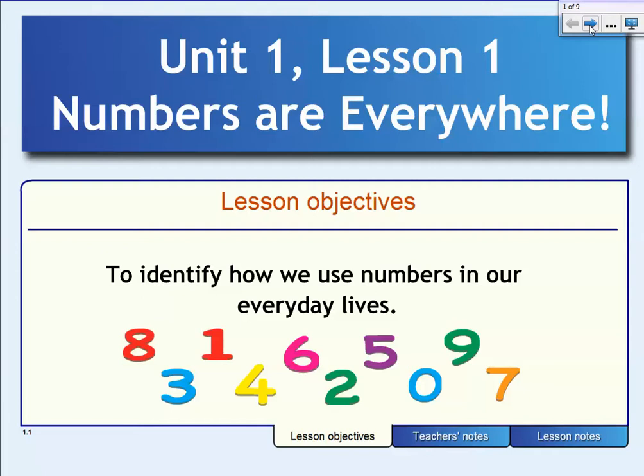For our first unit of math, we're going to take a look at numbers and explore how we use them in our everyday lives. We're also going to take a look at a couple of different tools we'll be using in math to help us with our counting and our problem solving.